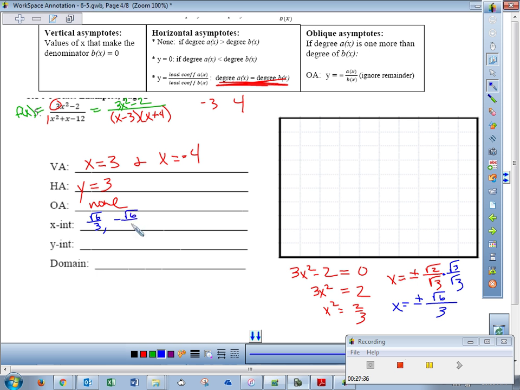You cannot reduce the radical with the whole number. You can't call that like radical 2 over 1. It doesn't work like that. That was awesome. Y-intercept, where x is 0.